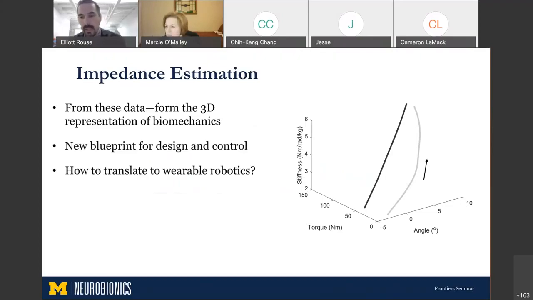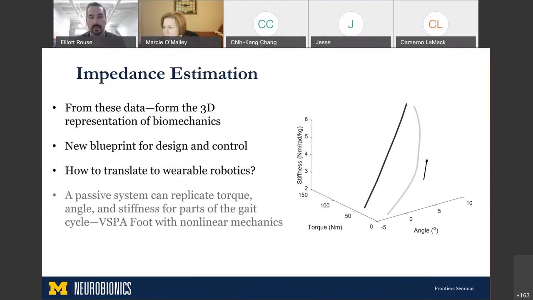And then what I'd like to talk about for the next few minutes is how we have translated this into wearable robotics. What we showed is that for the first 2/3 of the gait cycle, or stance phase, a passive system can actually replicate the mechanics of the ankle. So we've designed a quasi-passive ankle foot prosthesis that can actually replicate torque, angle, and stiffness at once up until the powered part of the gait cycle. So I'll tell you about this variable stiffness prosthetic foot that we've developed.